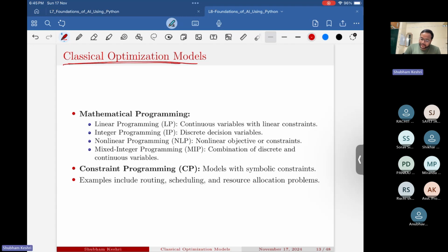Again, this slide should come in tomorrow's class, but I have mentioned it here: some classical optimization methods. Over here, I'm talking about exact methods.